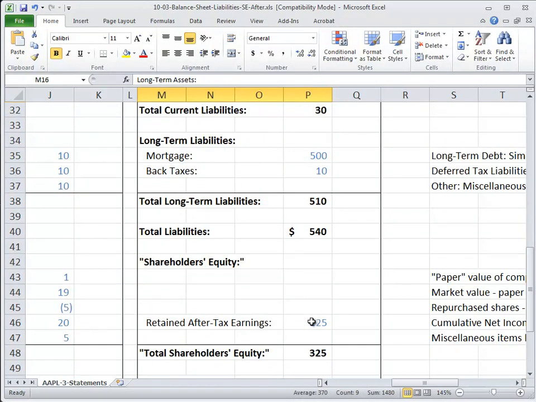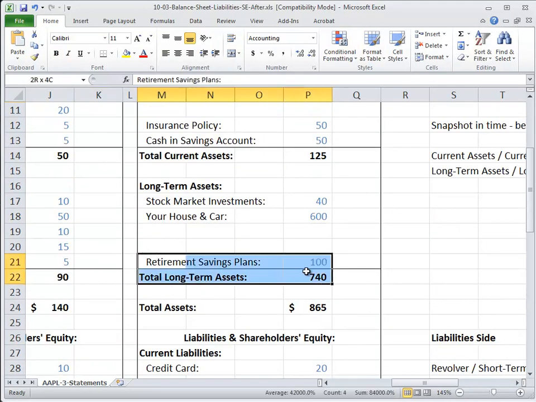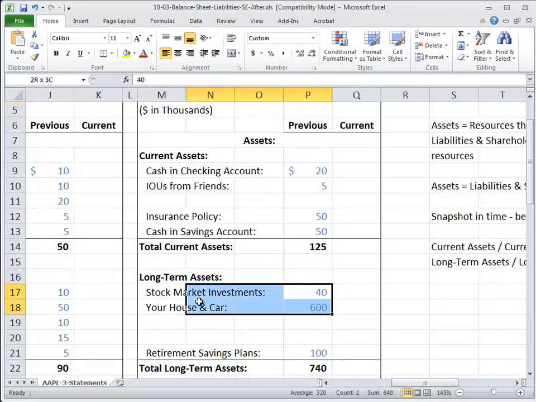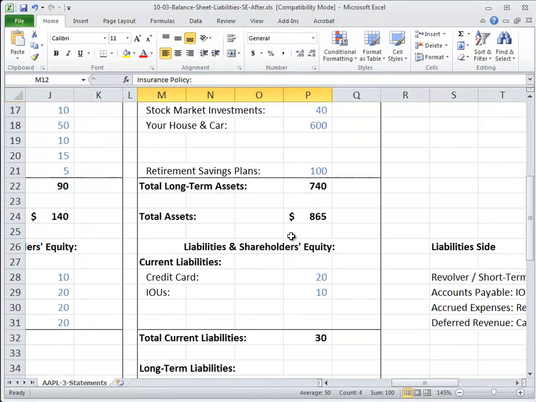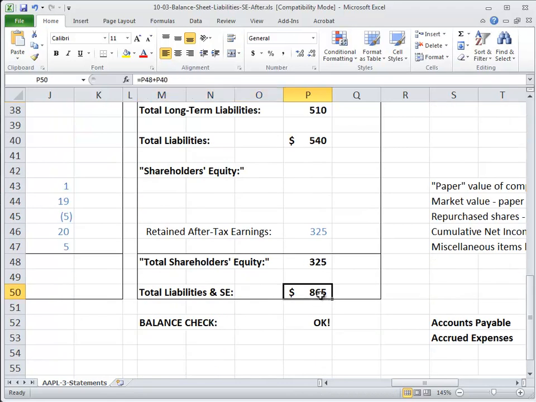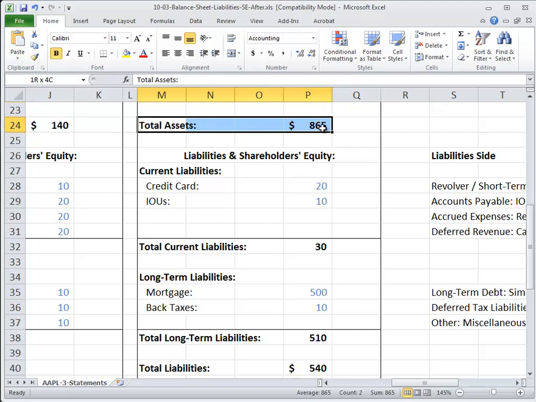Then retained after-tax earnings. This one most likely is going to be funding the retirement savings plans. It may be funding the stock market investments, and it could even be funding some of the current assets right here as well. So that just gives you an idea of roughly how we're funding everything. And again, the most important point, our liabilities and shareholders' equity equals our total assets, so the balance sheet balances, and we're set here.